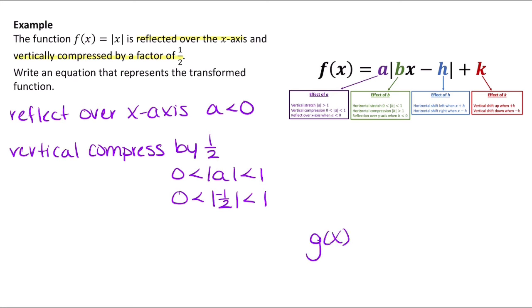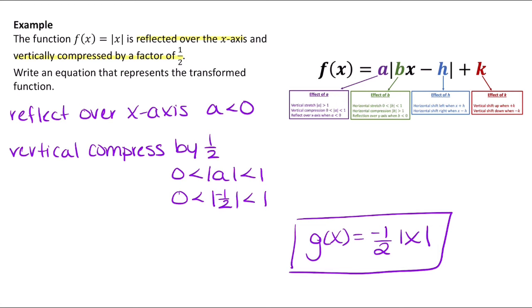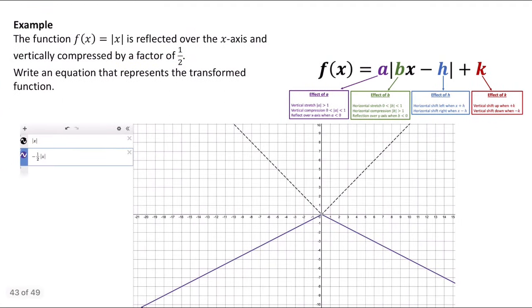So that's how I'm going to write this equation. I'm going to say g of x equals negative 1/2 times the absolute value of x. But I just wrote this equation and I'm not really sure if it works, so I'm going to go to Desmos and make sure that this does make sense. When I type in negative 1/2 times the absolute value of x, it is reflected over the x-axis and it has been vertically compressed, right? This graph is not taller, it is shorter than my original graph.